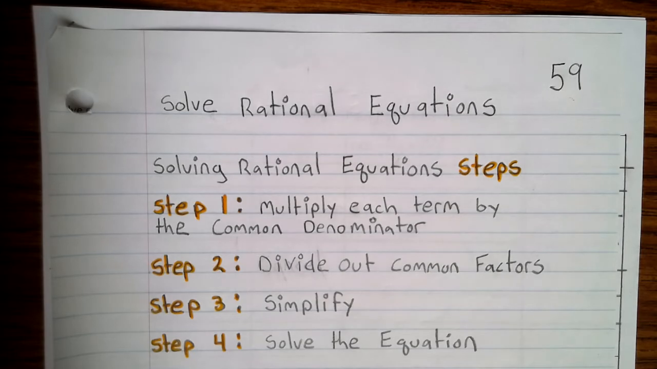Okay, Wildcat, so we're going to, journal page 59, solve rational equations. Solving rational equation steps. Step 1, multiply each term by the common denominator. Step 2, divide out common factors. Step 3, simplify.